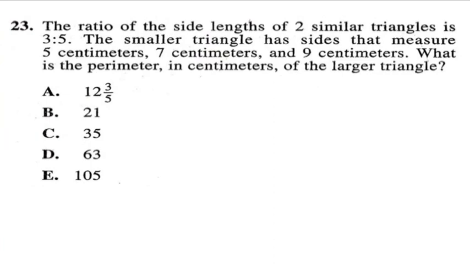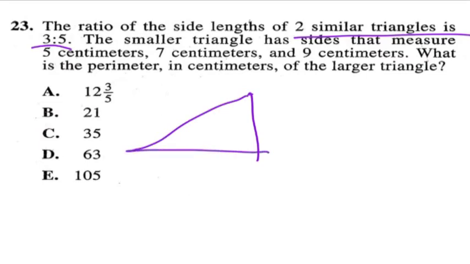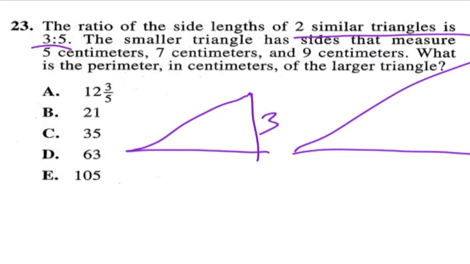The ratio of the side lengths of two similar triangles is 3 to 5. Now, when they tell me this, first of all, they tell me they're similar triangles. That means that if I draw them out, this one is going to be the bigger one. And they told me they have a ratio of 3 to 5. That would mean if this was a 3, that would be a 5.